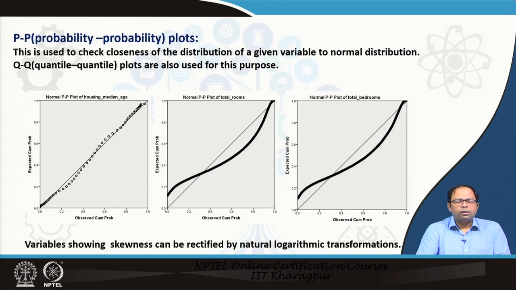This is the PP plot that we talked about. So this is used to check the closeness of the distribution of a given variable to the normal distribution. QQ plots also could have been done, and we see that the nearer the data is to this particular diagonal line, the better. The farther away, it is a problem. So this is what we need to check, and for some of the variables which show skewness, like we discussed, we can take a natural logarithmic transformation of those particular variables, and then they may match this diagonal line. So that is how we can also use variables which are not normal in our regression equation.